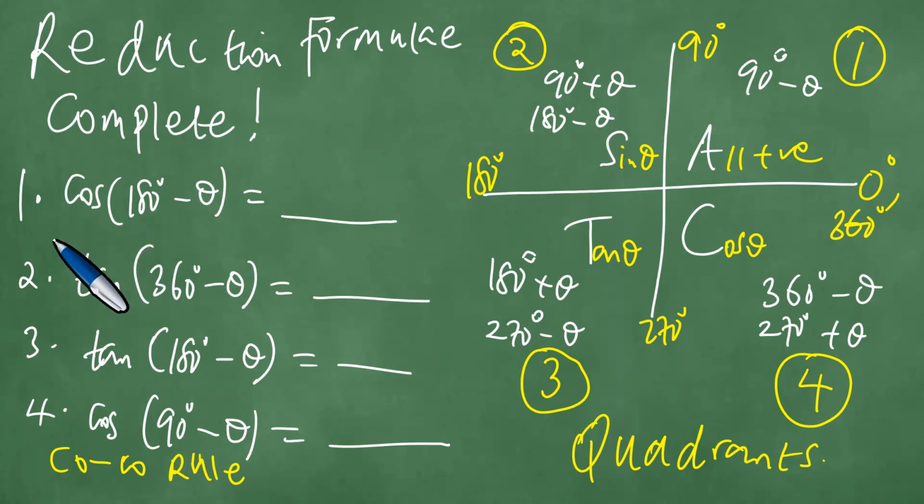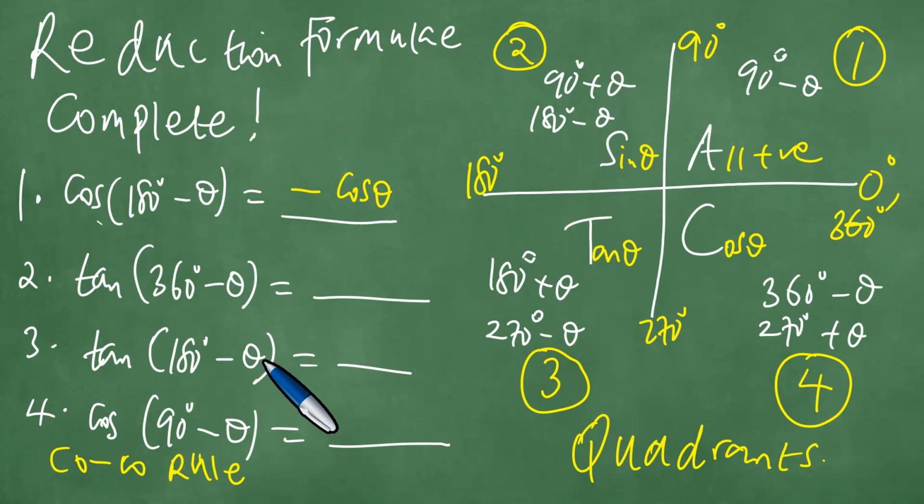Okay, what is cosine of 180 degrees minus theta? Anyone? Tando, Yolande, anyone? It's going to be cosine theta. Please come again. Yolande first. Negative cosine theta. Well done. That's correct. Negative cosine theta, because 180 minus is in quadrant 2, and the sine is the only one that is positive, so the cosine is going to be negative, and then you copy cosine and the theta.